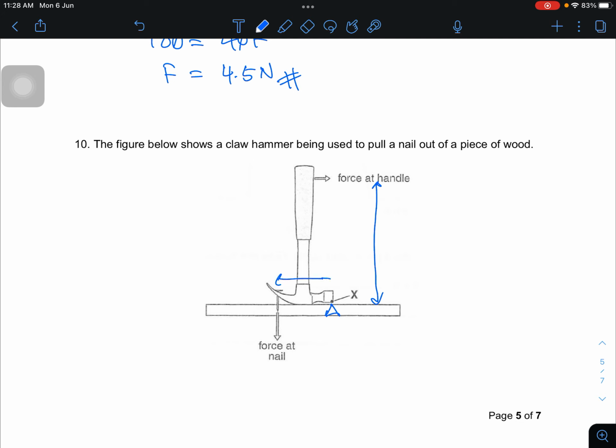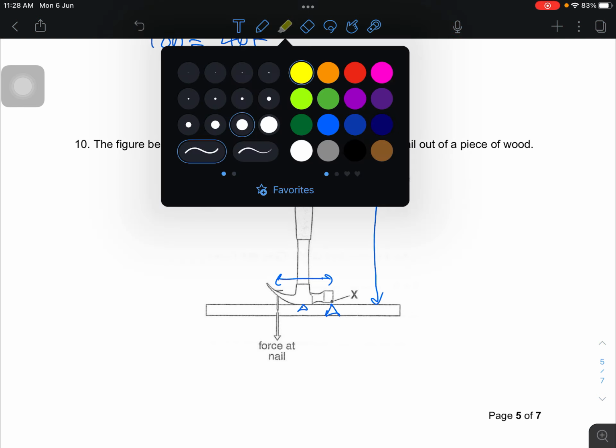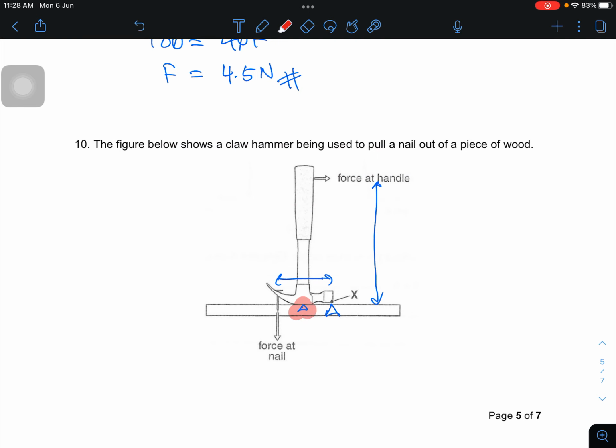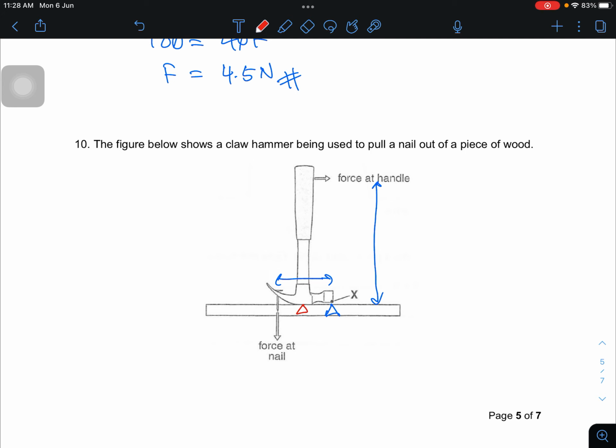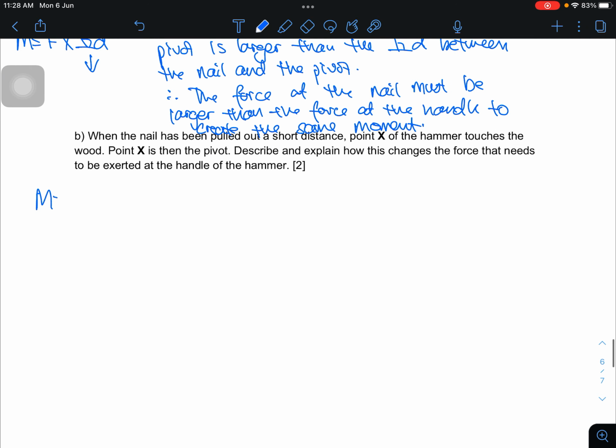However, the perpendicular distance, at first it was here, right? Okay, I'm going to use a different color one. So at first it was here. This was the pivot. So at first, this was the perpendicular distance. Now the perpendicular distance between the nail and the pivot increased, right? So what does that say? Same thing. So if my perpendicular distance increases, I will have a larger moment, right?